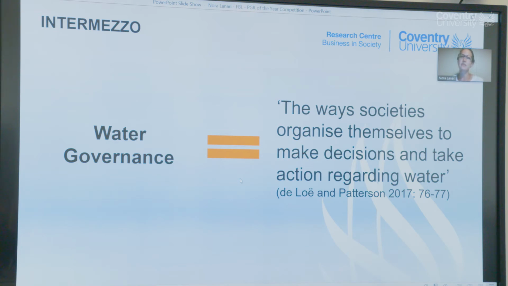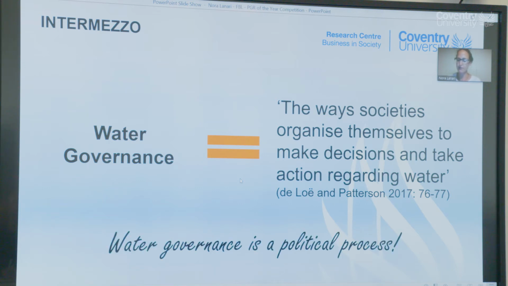So who gets how much water and why? And this is a political process because it relates to the question of gaining access to resources, or who gets access to a resource and who does not.